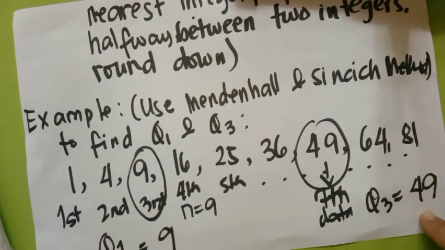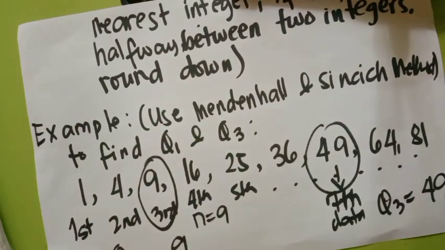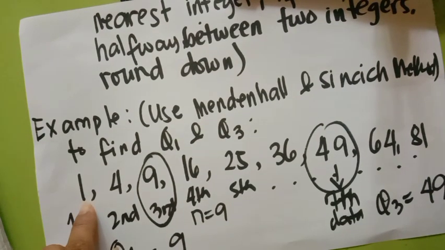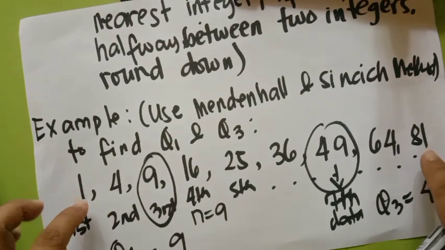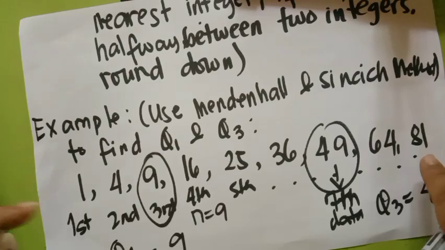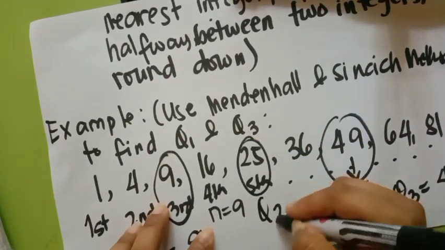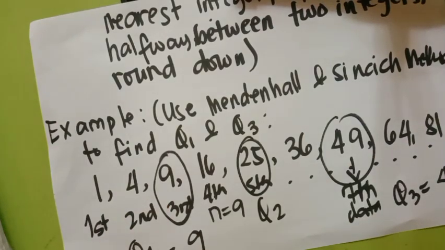How about Q2, the median? Paano naman natin hahanapin kung ano ang median? Yung median yung gitna lang niya. Ano ba yung gitna niya? So, since meron tayong 9 data, ang gitna niya is the 5th data. 1, 2, 3, 4, 5. So, ang ating median is equal to 25. Okay?